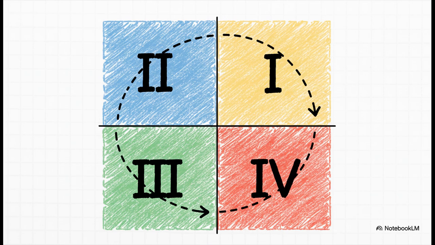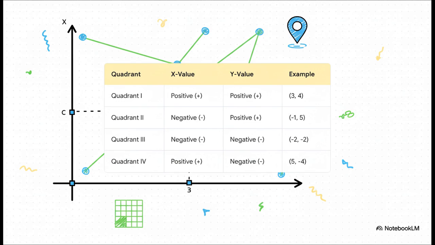So you see how our two axes slice this whole infinite flat surface into 4 distinct sections? Well, we call these quadrants, and they're numbered 1, 2, 3, and 4, starting in the top right and moving counterclockwise. Pretty simple, right? Now, this system gives us a really simple cheat sheet.